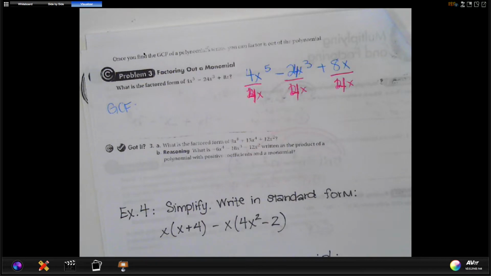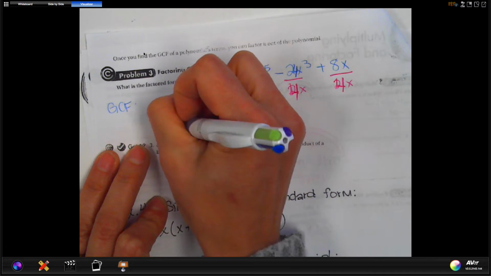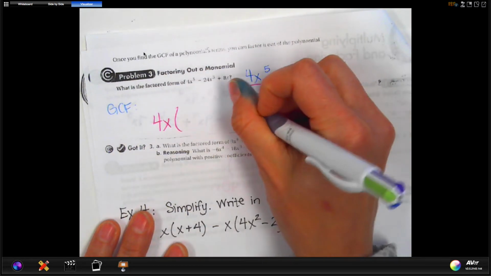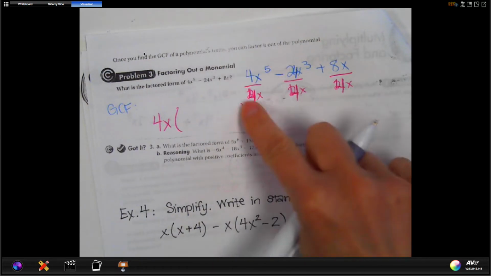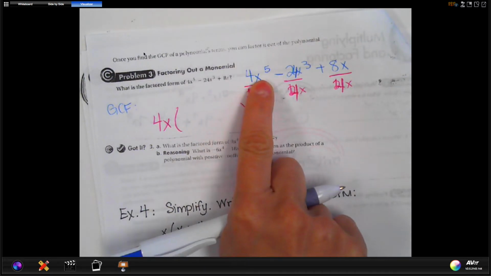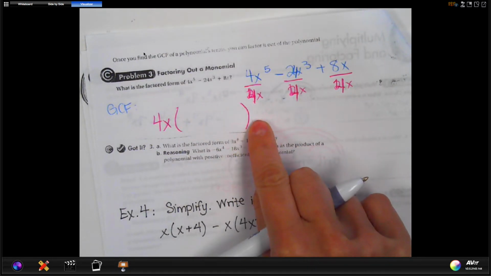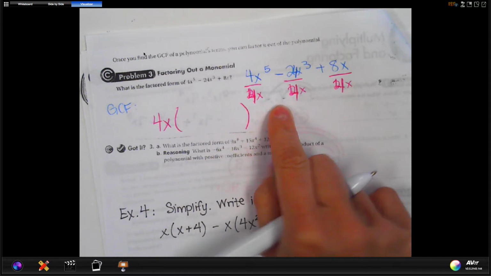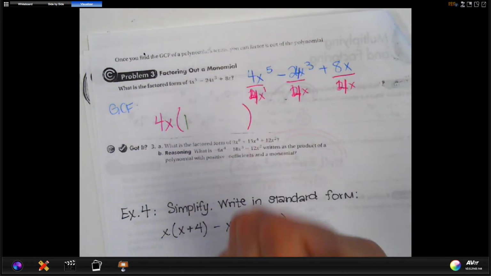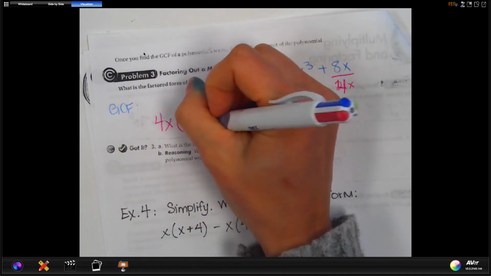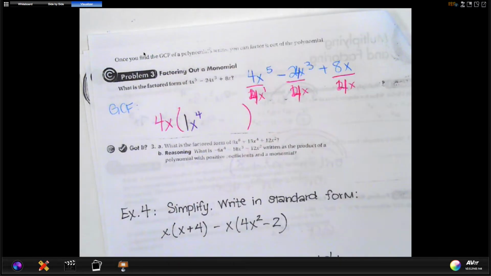That's our GCF. What do we do with it when we factor? We take it and we put it on the outside of a set of parentheses like this. Okay? So we're factoring that out of it, and then we're going to do the division. So what's 4x to the 5th divided by 4x to the 1? It is 1x, let's use a different color, to the 4th.